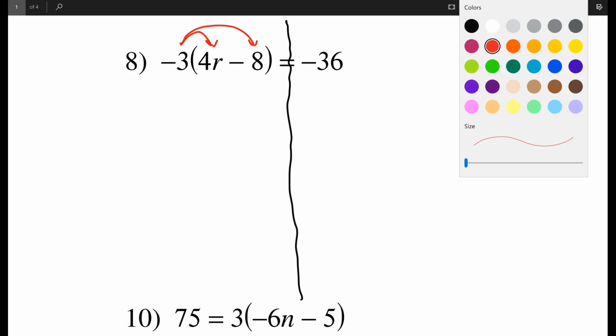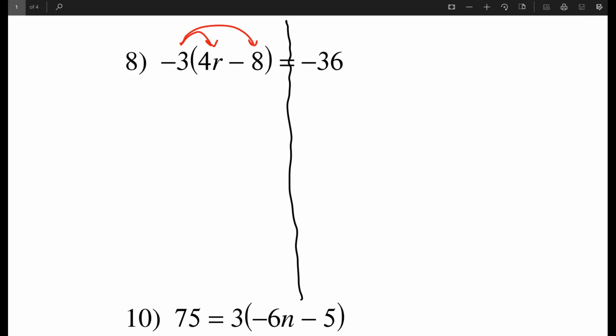Please remember, this is the main mistake a bunch of us are making. When we distribute, this negative carries through, and this negative right here is with the 8. So we need to make sure that we bring these along. Negative 3 times 4r gives me negative 12r.